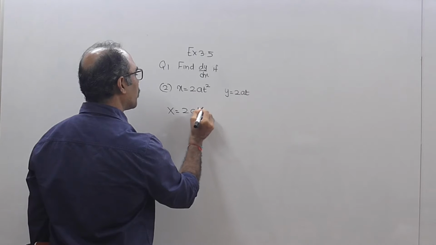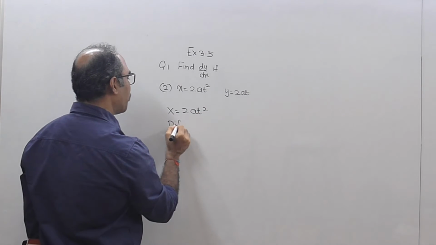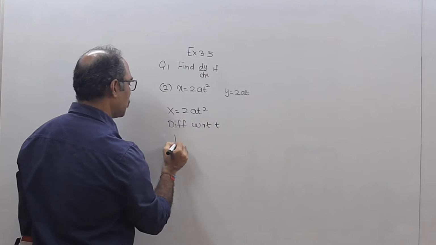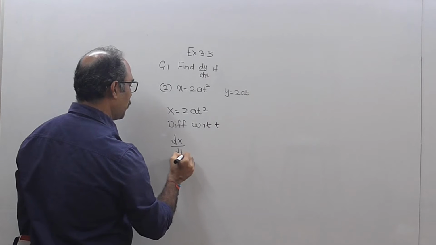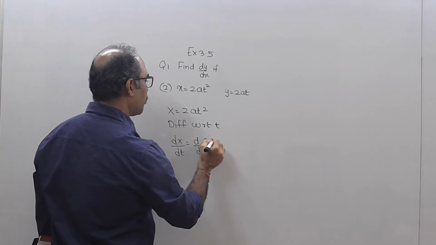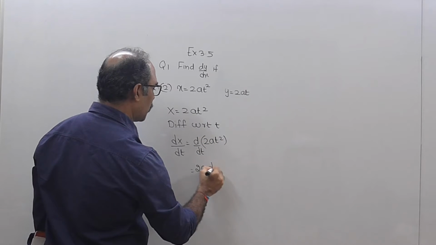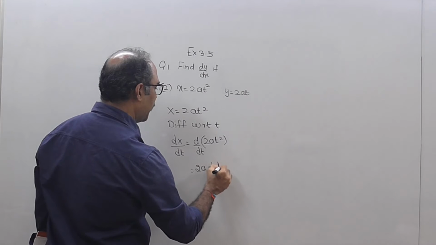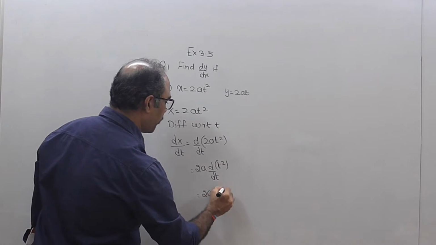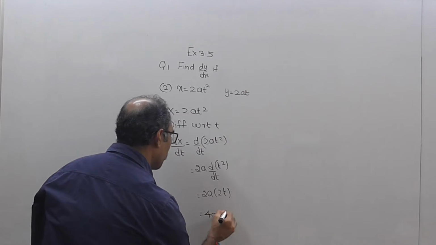x equal to 2at square, this is in the form of x equal to f of t, so we will differentiate with respect to t. I get dx upon dt equal to d by dt of 2at square. 2a is out, d by dt of t square, derivative of t square is 2t, therefore the answer for this has to be 4at.